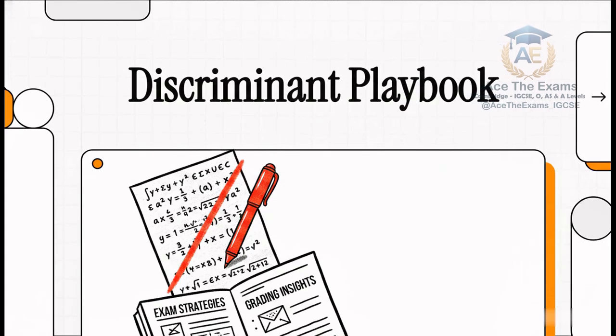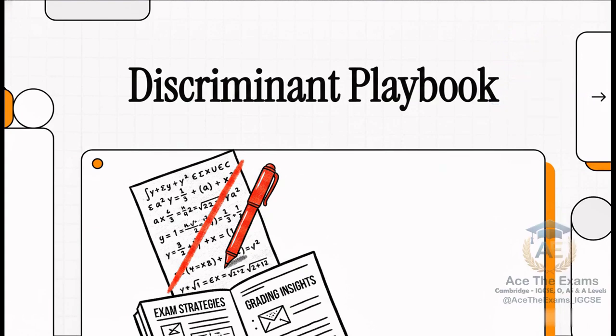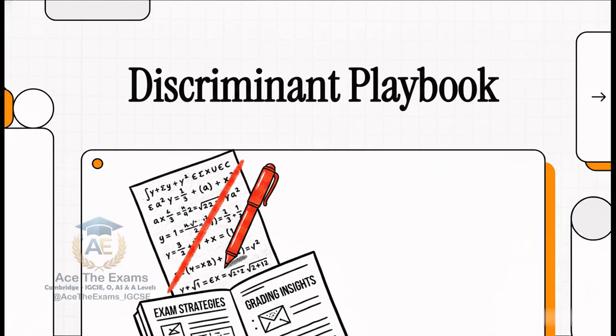Just picture it, an examiner's red pen literally slashing through a whole page of your complex algebra. Ouch, right? The harsh reality of Cambridge IGCSE Additional Mathematics 0606 is that sheer mathematical knowledge just isn't always enough to survive the marking process. You can know the math perfectly, but if you don't know the examiner's playbook, you are simply not going to get the grade. We're bypassing the fluff today and directly confronting how examiners actually grade your papers, zeroing in on the ultimate analytical tool, the discriminant.